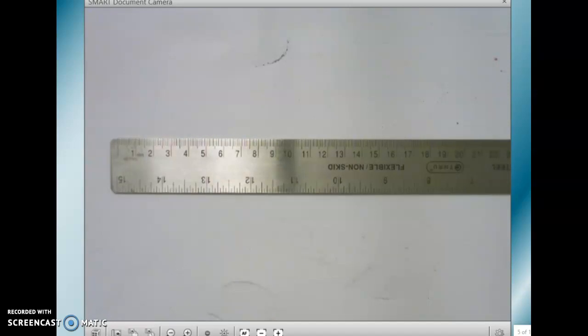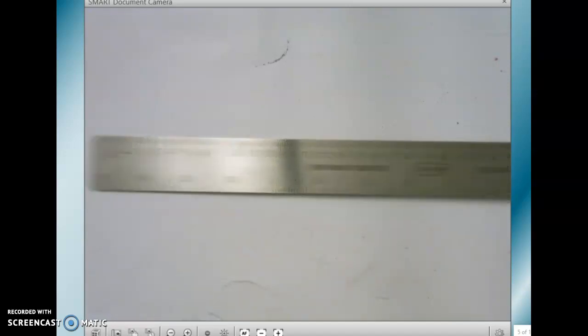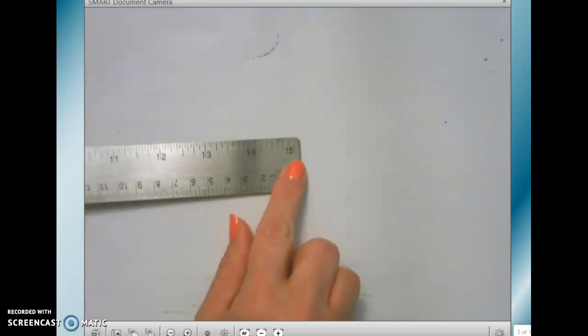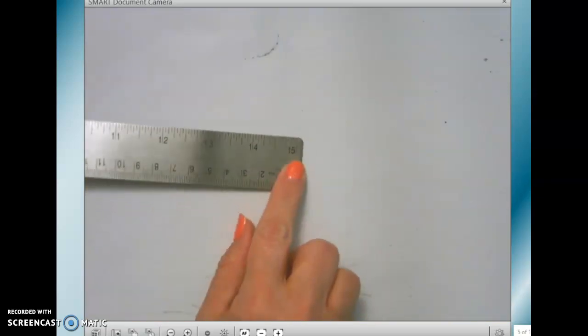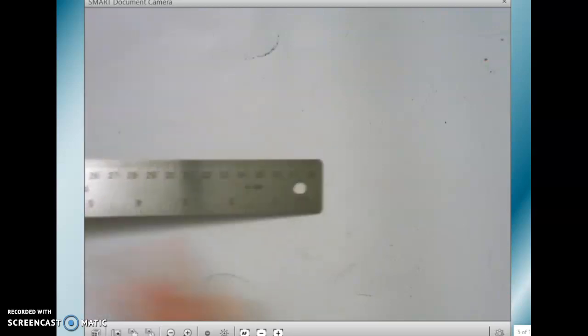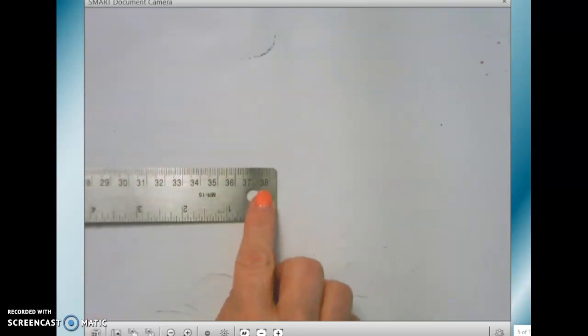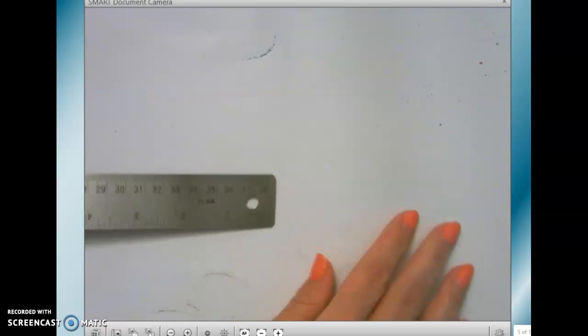So this is just basically a 12, well, actually this one goes longer. You can see it goes up to 15 inches on the standard measure. And then for the metric system, it goes up to a little bit beyond 38 centimeters. And that's what we're going to be learning about.